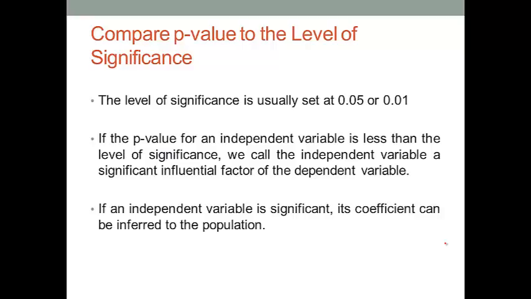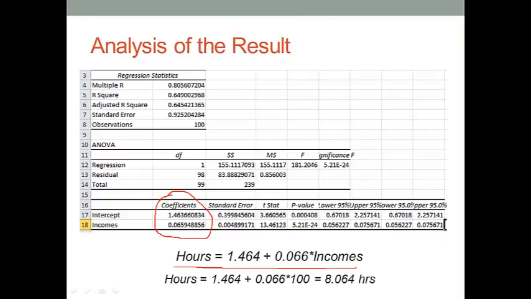Let's see an example. We just talked about the coefficients. The next factor we want to look at is the p-value. Where is the p-value? The p-value is about 3 columns away from coefficients in the data report. As you can see here, p-value. You want to compare the p-value for each factor to the level of significance, 5% in our case.